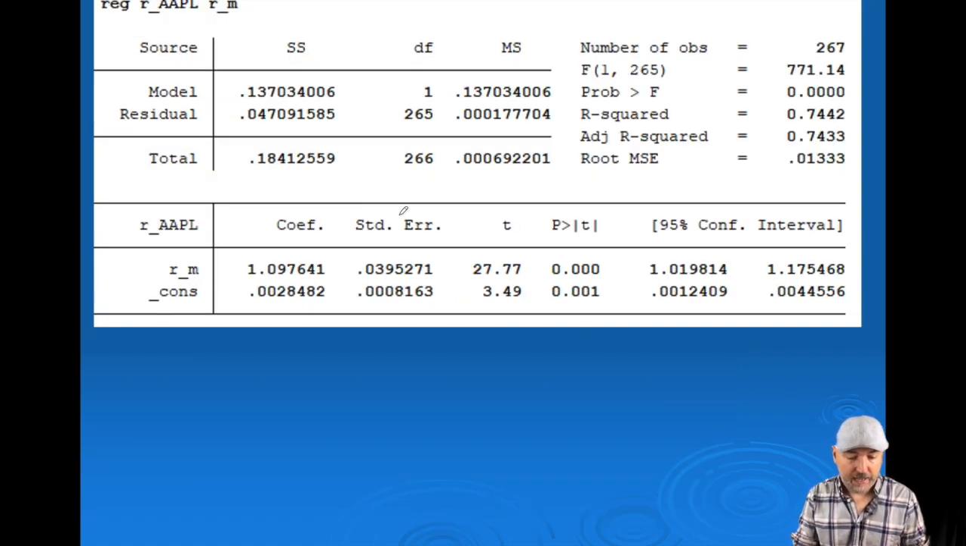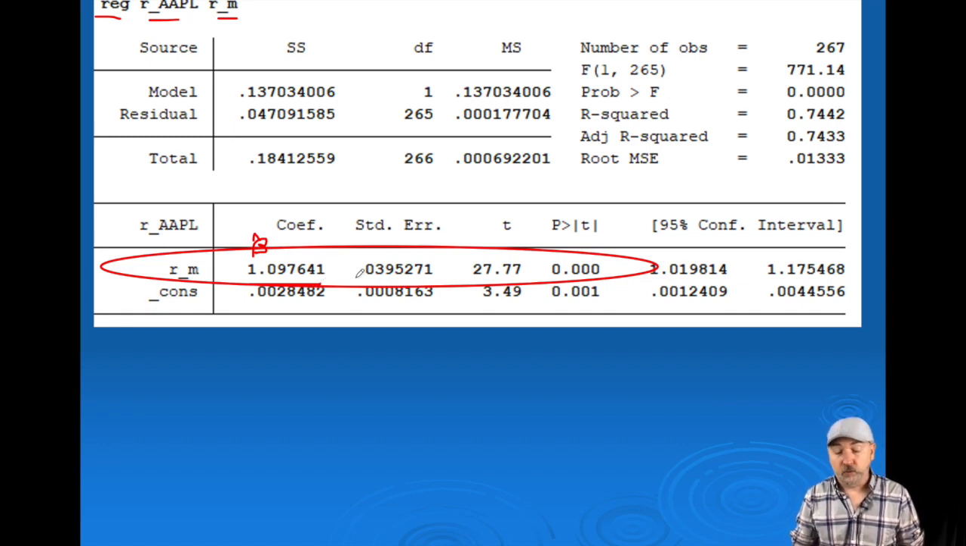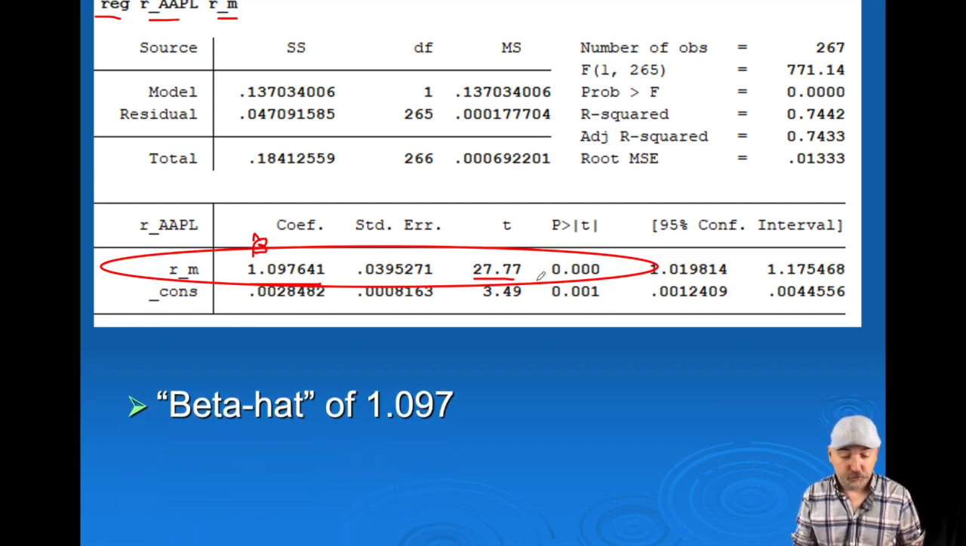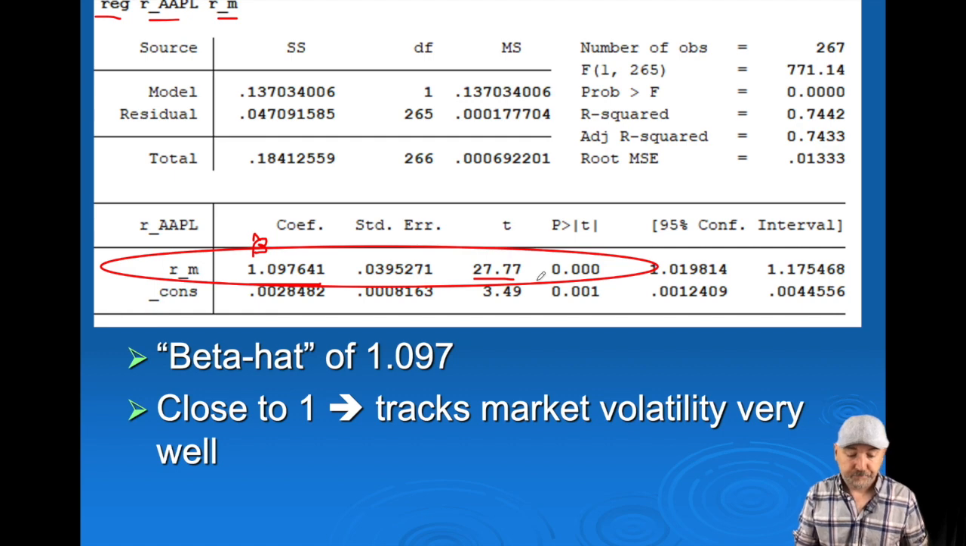So we can go ahead and estimate the model. We're just using the regress command in Stata: asset return as a function of market return. And here is our beta hat. The estimated CAPM beta for Apple is pretty close to 1. So 1.097. It's highly significant, so that means it's definitely positive. And that's very useful information, right? So the beta hat is the slope coefficient, 1.097.